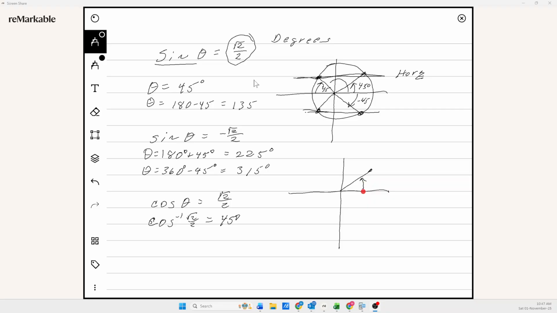But cosine is positive also in the fourth quadrant. So I get a vertical line there, right, to match those up. So I'm going to have 45 for theta. And I'm also going to have theta equal to 360 minus 45, which we already know is 315. All right, so that's true for both of those. But now let's look at one that's a little different.